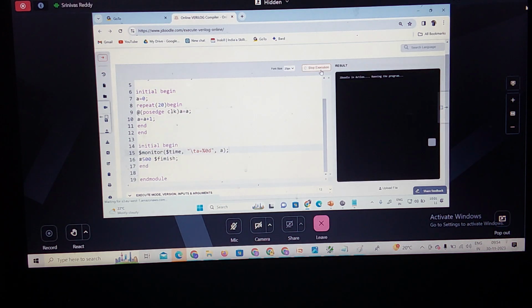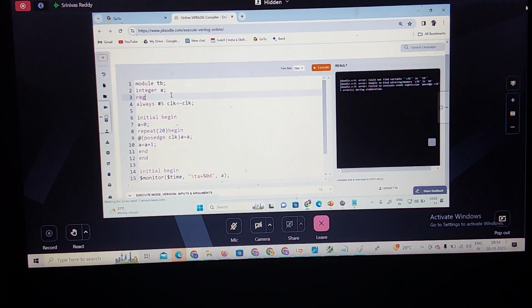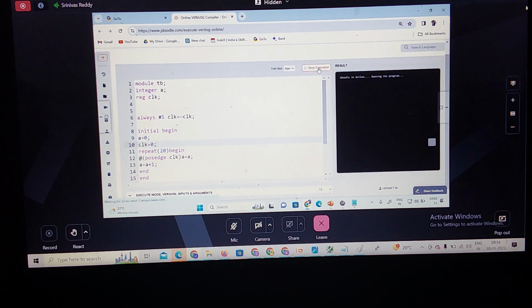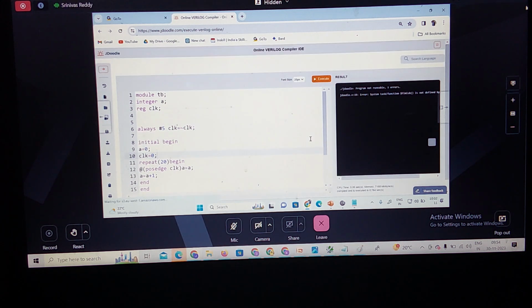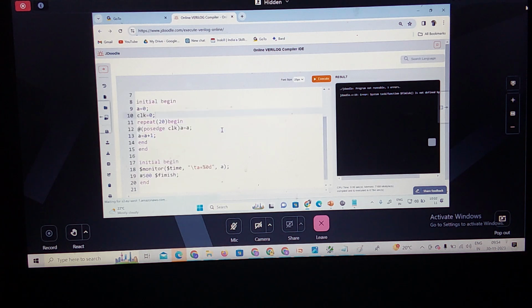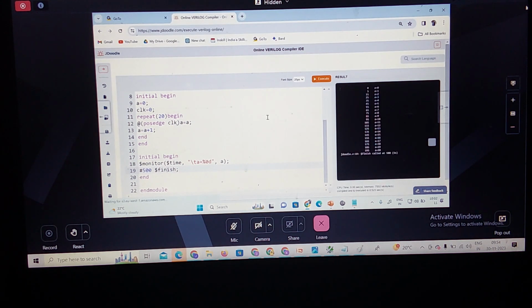Let me run this for syntax errors. So we need to declare the clock, right? Reg clock. We need to initialize the clock here also, correct? I'm using clock but I had not declared it. Okay, now I declare the clock and initialize it. This is a mistake, so it is dollar finish. This is $finish.